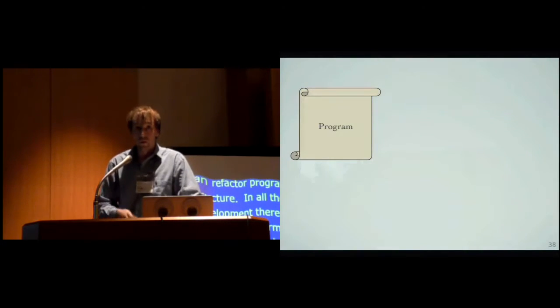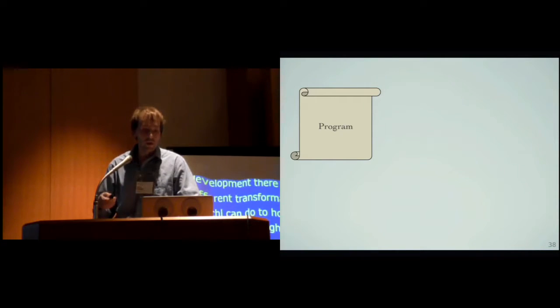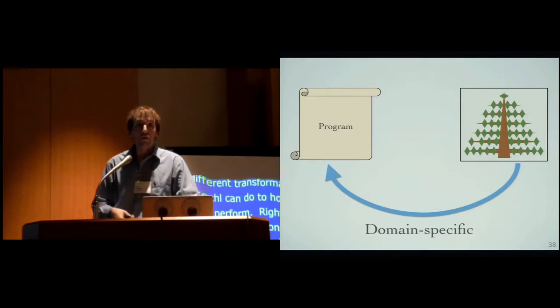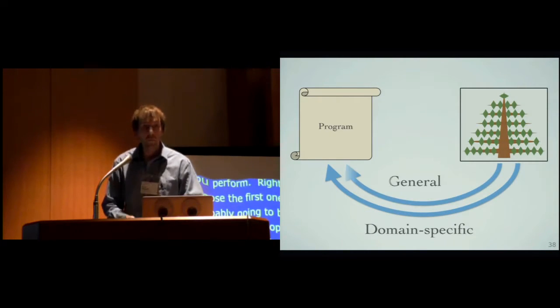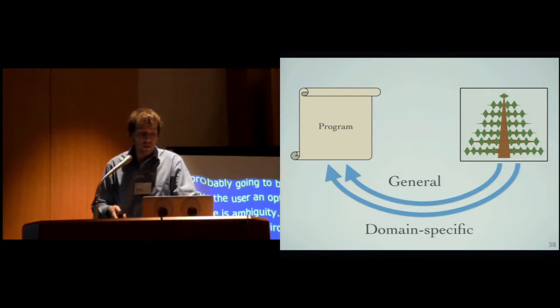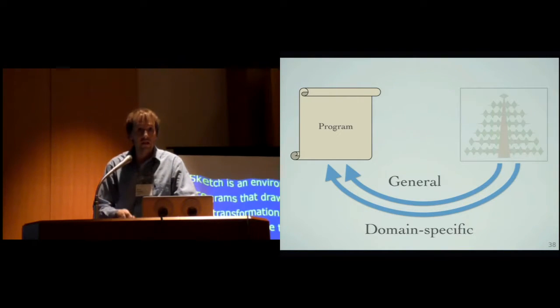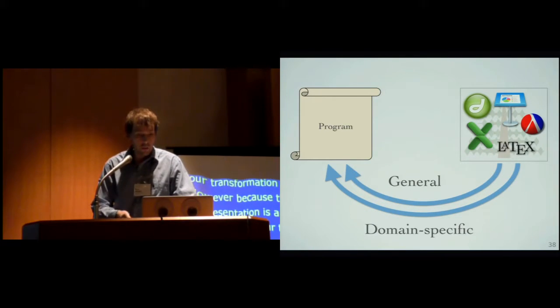All right, so looking a little bit further down the road, right now, Sketch and Sketch is an environment for writing programs that draw pictures. And that means that some of our transformations are domain-specific, just for programs that draw pictures. However, because the underlying representation is a program, that means that some others of our transforms are actually general and can be reused for programs in any domain. And we hope to leverage this because we'd like to see Sketch and Sketch applied to many other domains, including general-purpose programming.